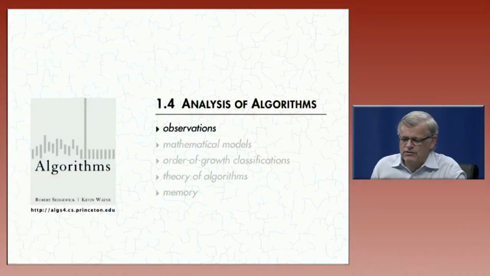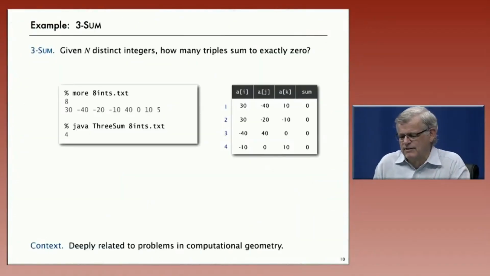Okay, so the first step is to be able to make some observations about the running time of the programs. For analysis of algorithms, that's easier than in a lot of scientific disciplines, as we'll see. For a running example, we're going to use the so-called three-sum problem. It's an easy-to-state problem. If you've got n distinct integers, how many triples sum to exactly 0? For example, in this file, 8int.txt, which has 8 integers in it, there are 4 triples that sum to 0. 30, minus 40, 10; 30, minus 20, minus 10; and so forth.